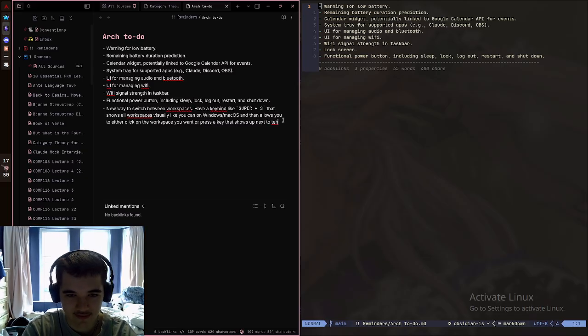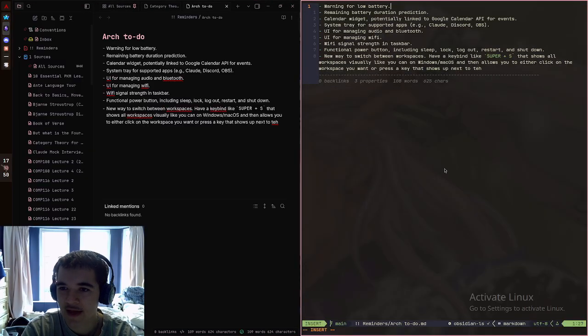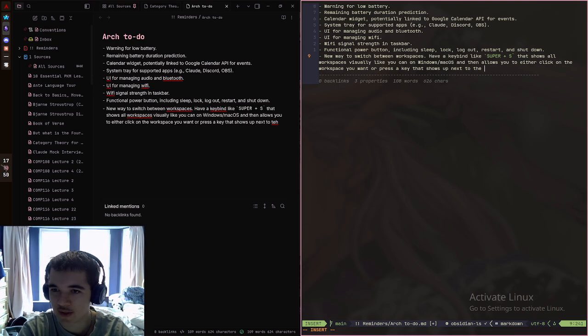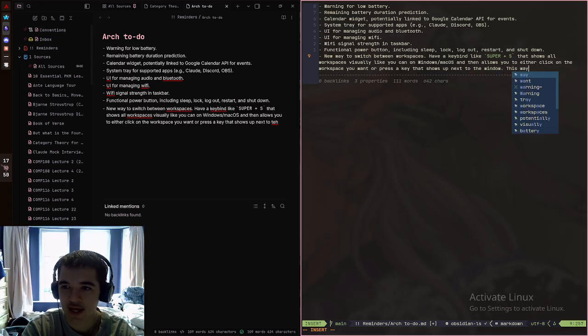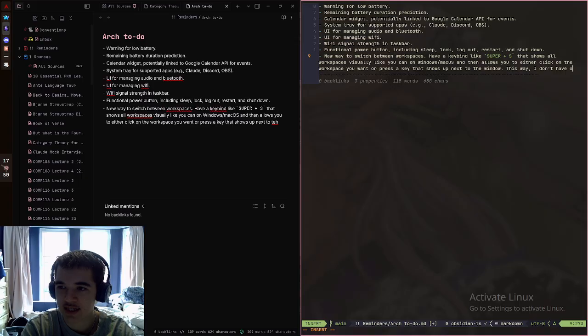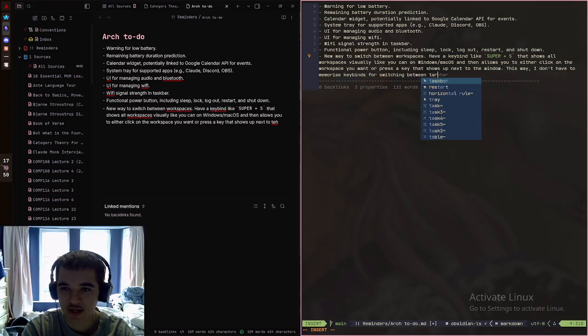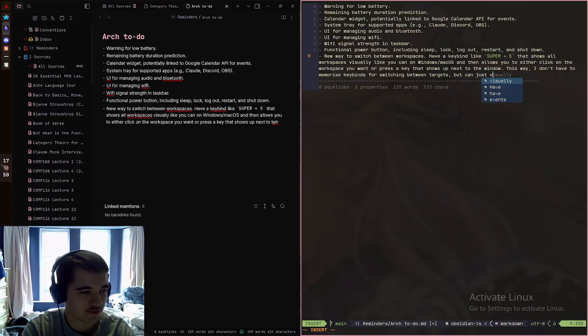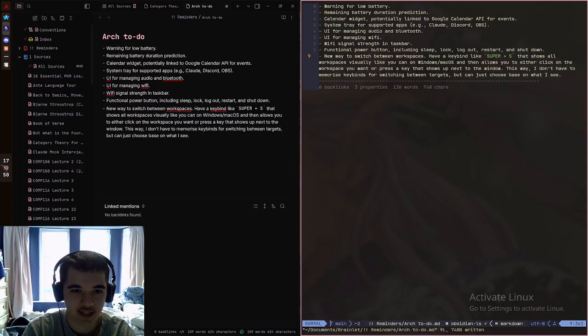That shows up next to the window. This way, I don't have to memorize keybinds for switching between targets, but can just choose based on what I see. Alright.